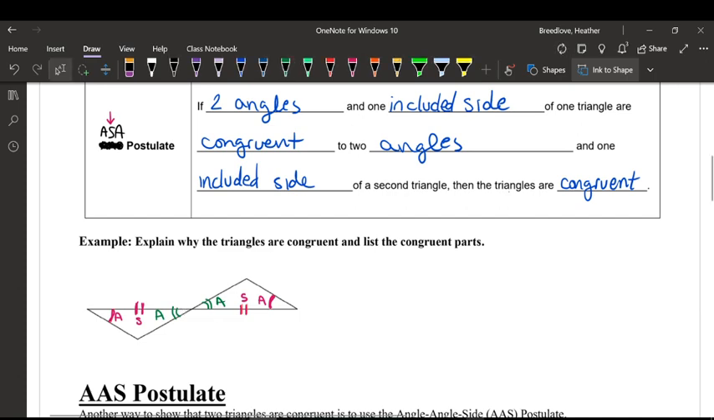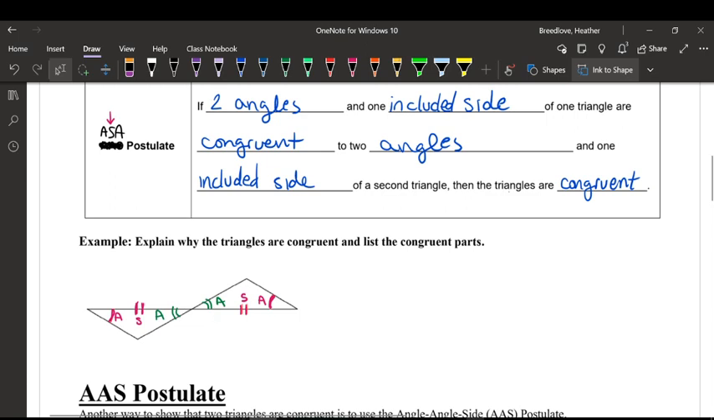So just like it's written in the box, ASA postulate, we have ASA right in a row. Nothing skips. There's an angle, then there's a side, and there's another angle. The marked side is touching both angles. The S is touching both A's. So that's why you know this is the angle side angle.